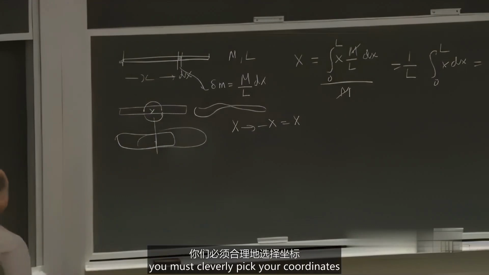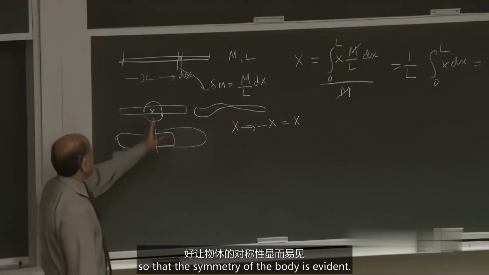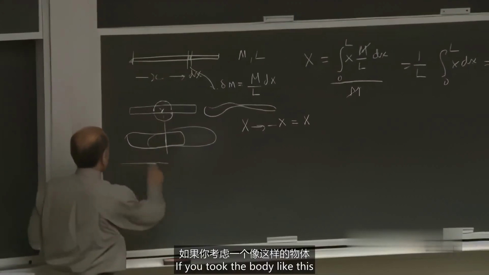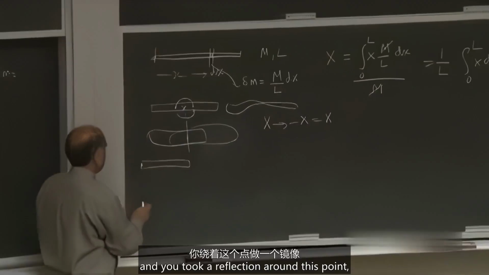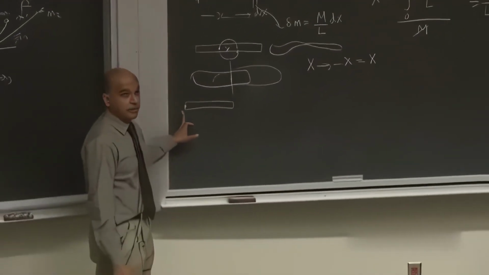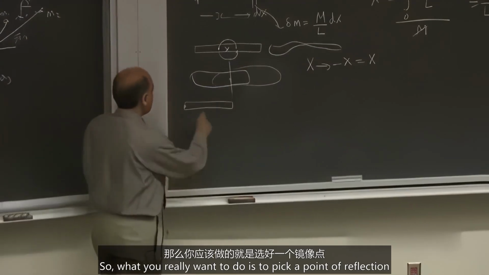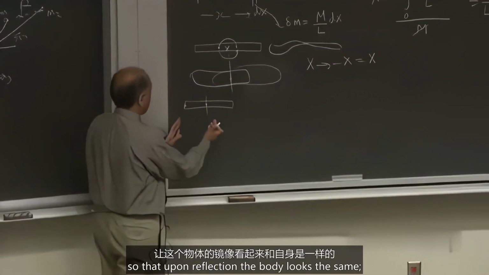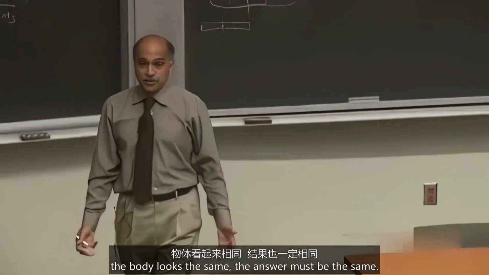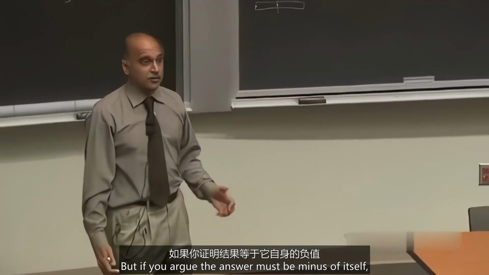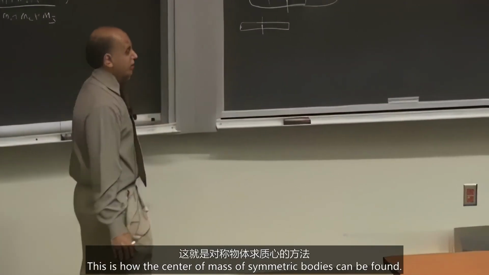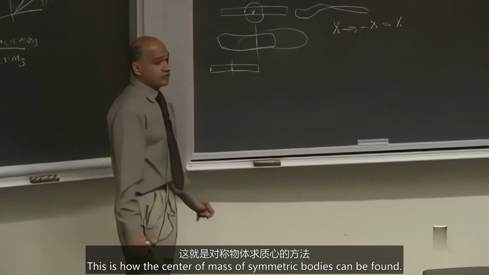To do this, of course, you must cleverly pick your coordinates so that the symmetry of the body is evident. If you took the body like this, and you took a reflection around this point, it goes into a body flipped over, there is not much you can say about it. So what you really want to do is to pick a point of reflection so that upon reflection the body looks the same. If the body looks the same, the answer must be the same. But if you argue, the answer must be minus of itself. Therefore, the answer is 0. This is how the center of mass of symmetric bodies can be found.